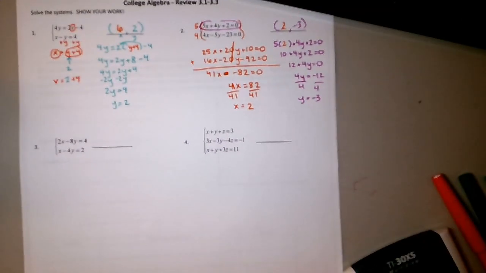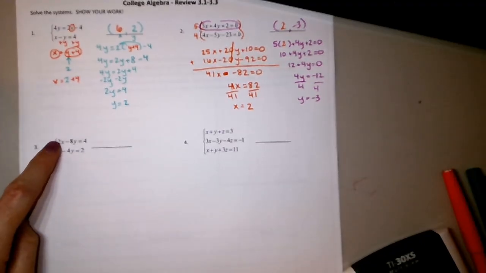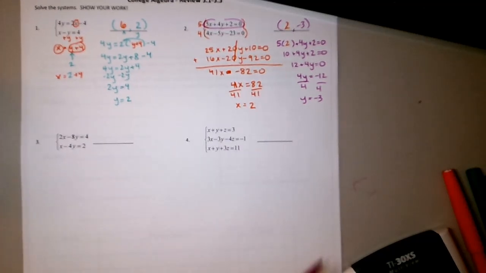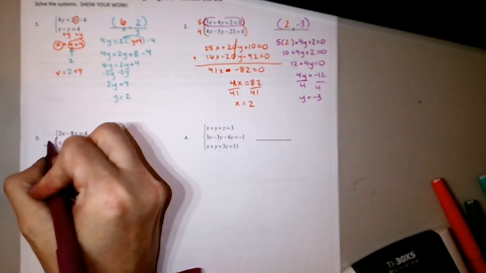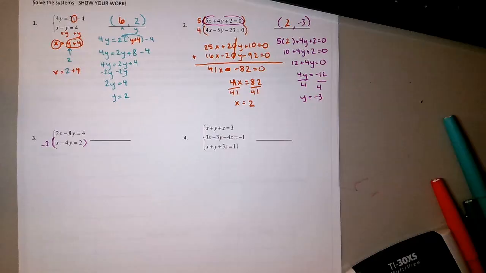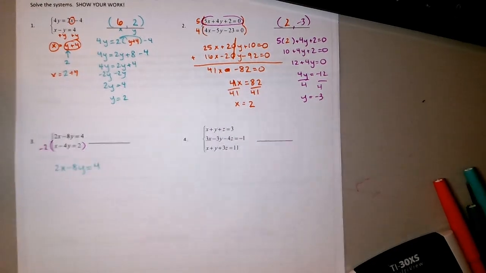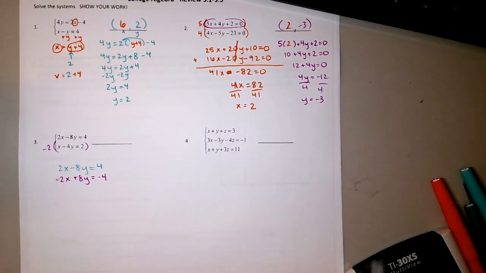For this next one, I need to try to eliminate something. And so I noticed that I have 2x. If I multiplied this one by negative 2, I'd be able to have this be negative 2x, and those would cancel. So that's what I'm going to strive to do here. So if I multiply this by negative 2, my first equation can stay the same, so that would be 2x minus 8y equals 4. Then my next equation is going to be negative 2x plus 8y equals negative 4.